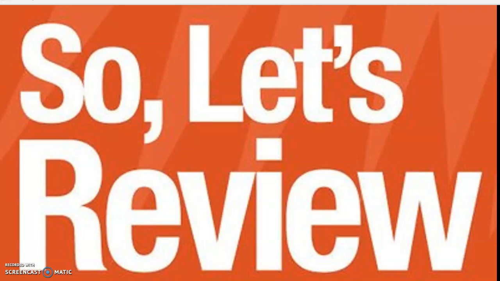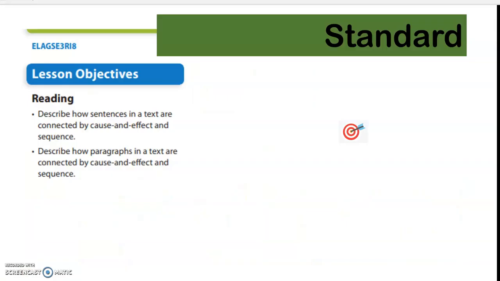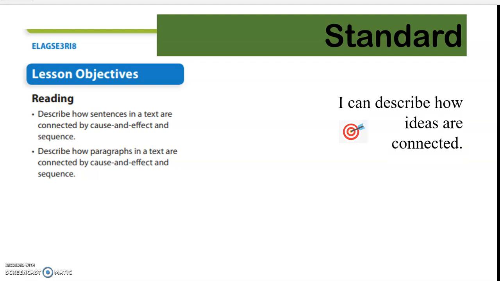So let's review. Our standard for this week is RI8. Describe how sentences in a text are connected by cause and effect and sequence. Describe how paragraphs in a text are connected by cause and effect and sequence. Our learning target, or I can statement, is I can describe how ideas are connected.